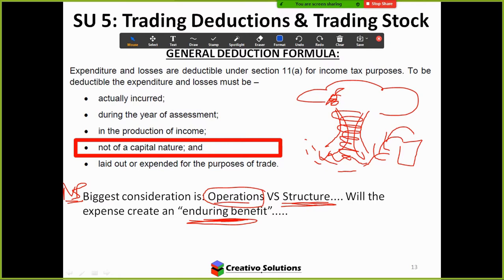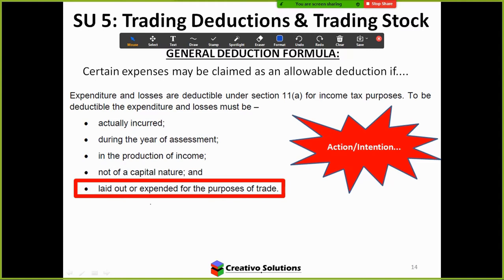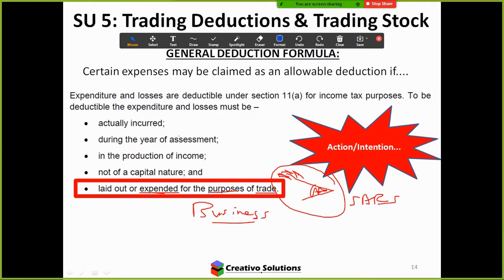And then the last one, it must be laid out or expended for the purposes of a trade. So again, SARS is going to look at your business. Assuming SARS is going to be looking at the business, they're going to want to know, was it expended for the purposes of a trade? In other words, what business are you running? It comes back to what I said earlier. SARS is using a generic formula.